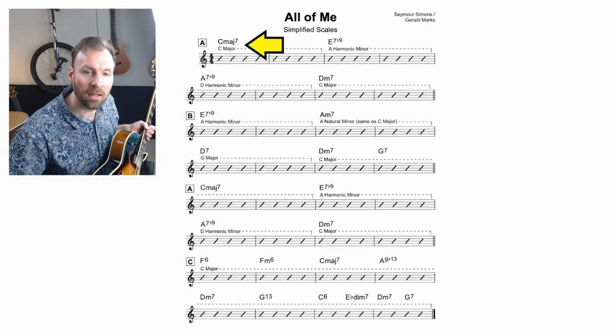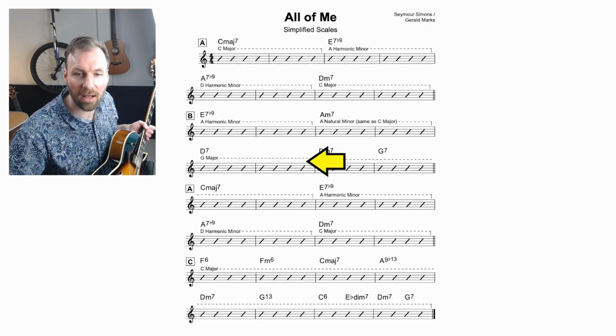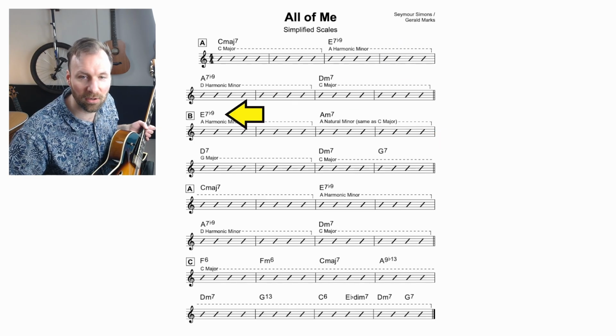For All of Me, the simplified scales are no different at all from the complete scales all the way up to the C section. So there's these two measures. You can't get away with playing something different here. You can't really play C major and keep playing C major here.